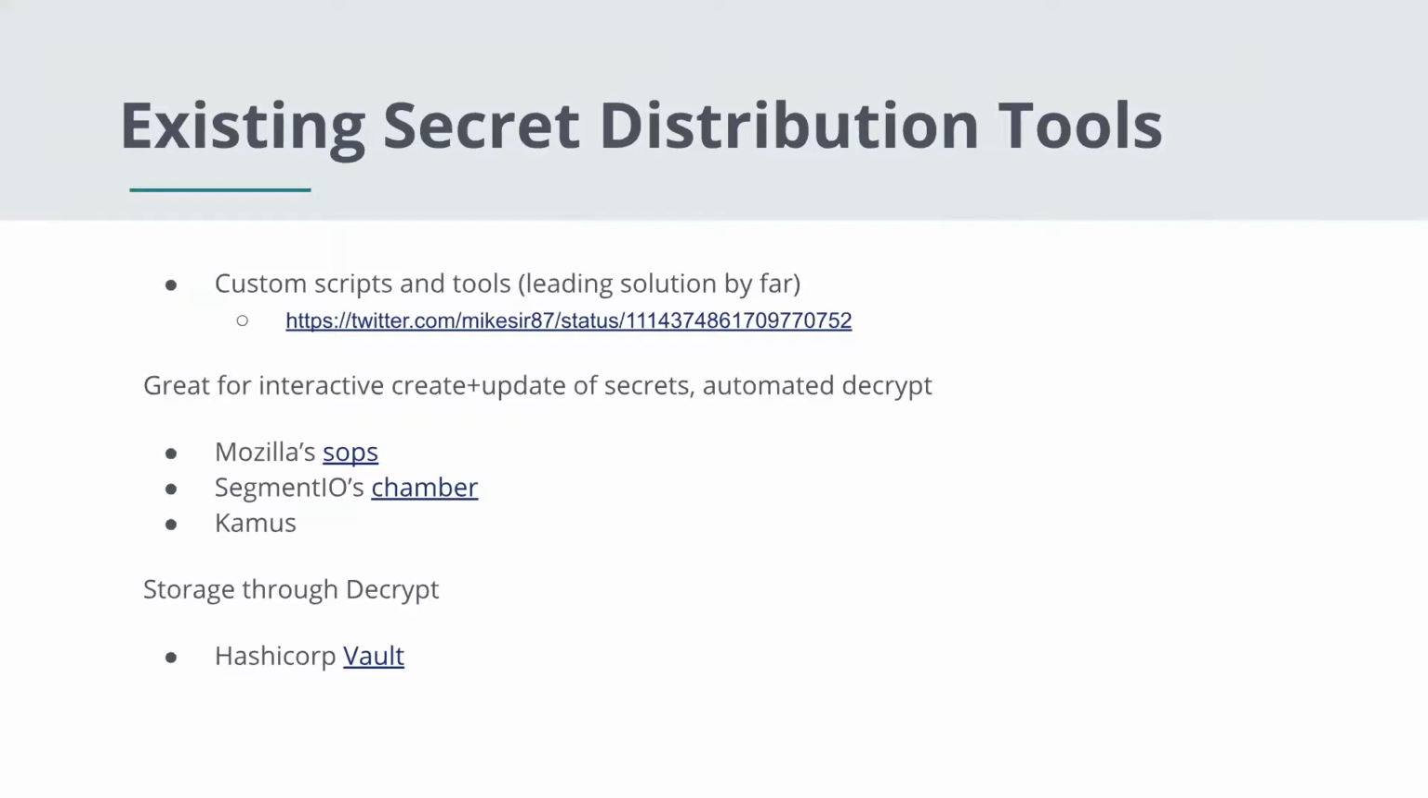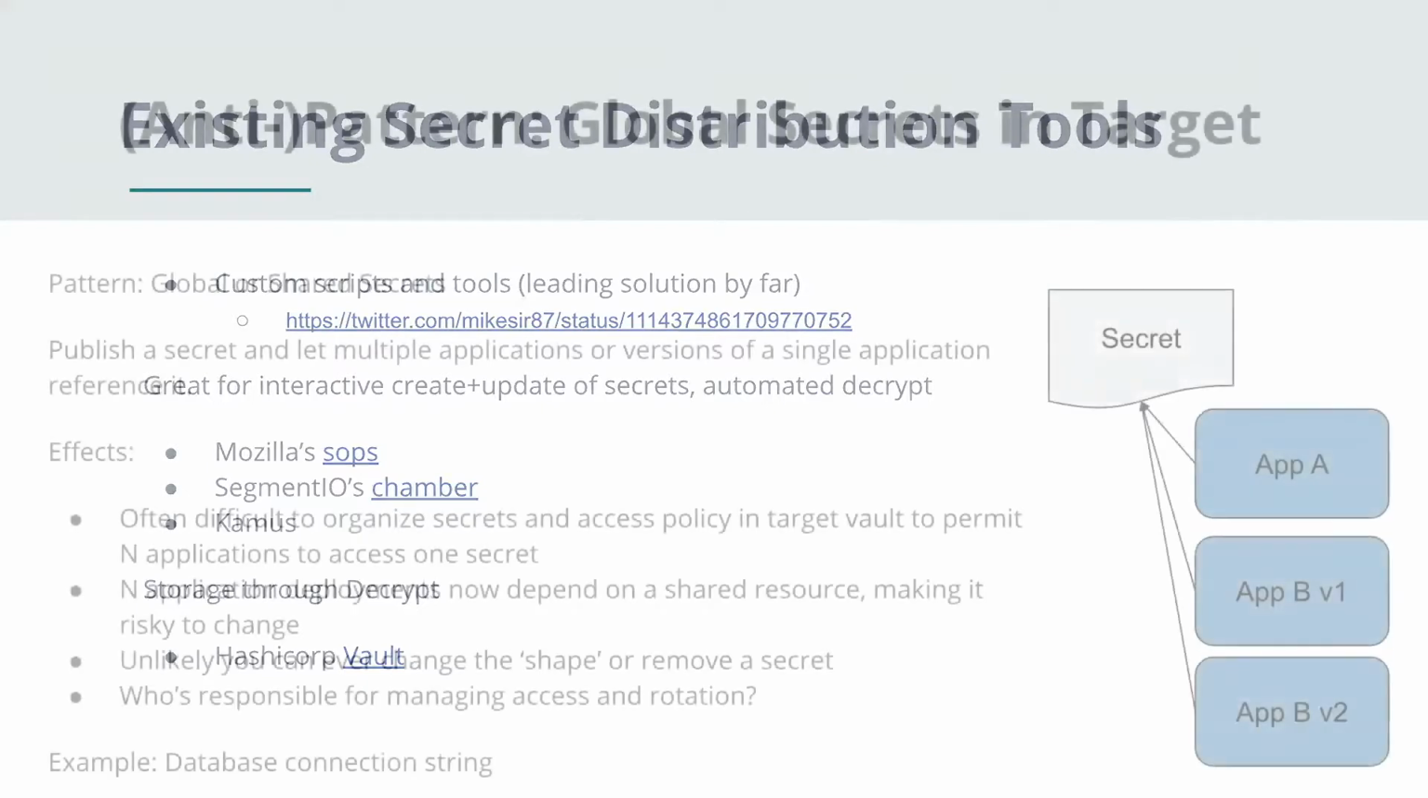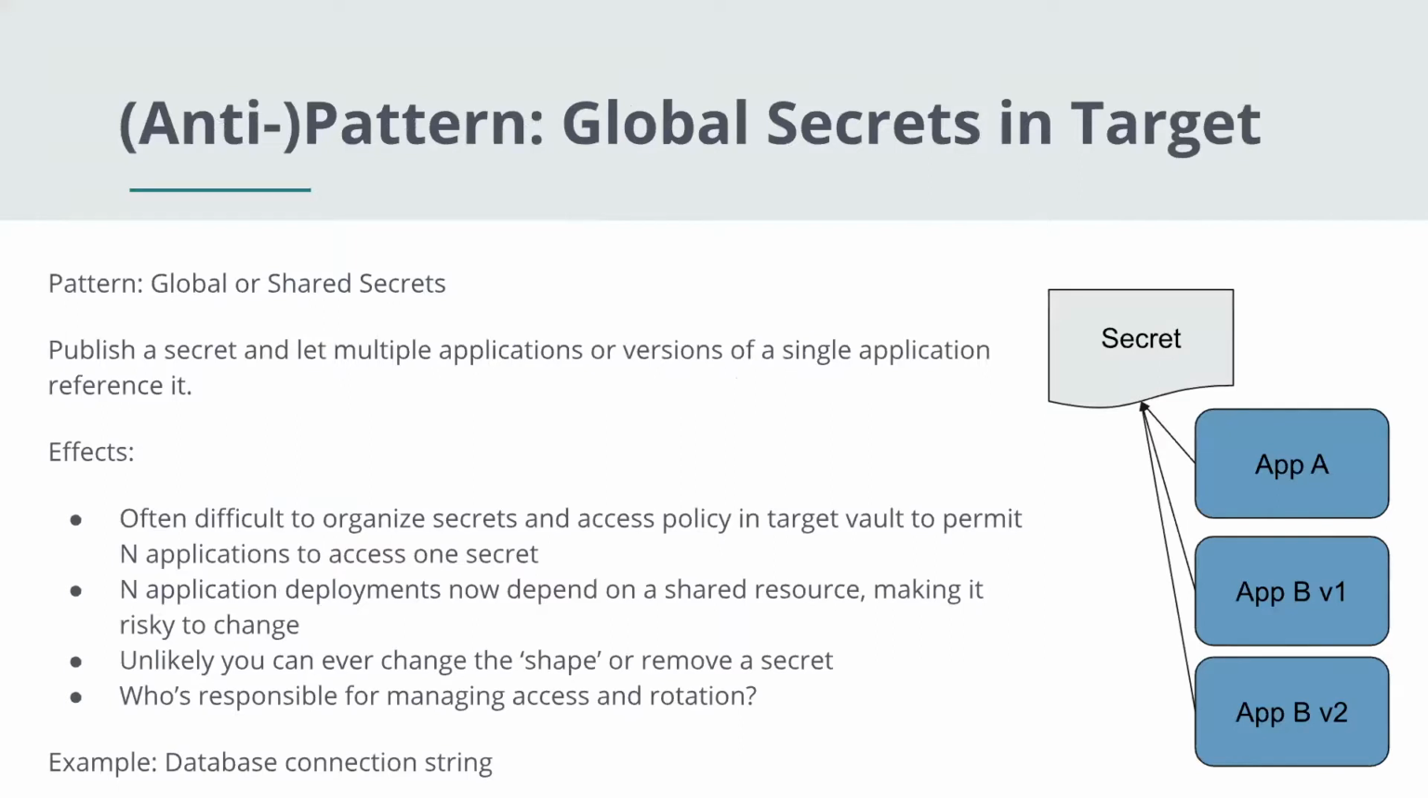HashiCorp Vault provides a nice end-to-end solution if you're willing to buy into the greater HashiCorp ecosystem. But one of the things you want to be careful about when adopting and building out a workflow is a pattern that I think is an anti-pattern, which is creating global secrets. I think of these as global variables in the sky, where you have multiple applications pointing to a single secret. So let's work through an example.